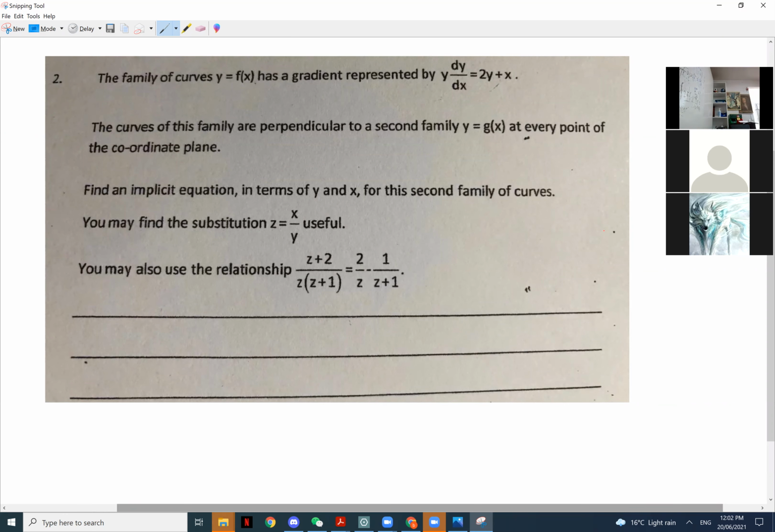Okay, everybody check this question first. They say the gradient satisfies some condition, like dy/dx. You can easily find here dy/dx just equals (2y + x)/y.